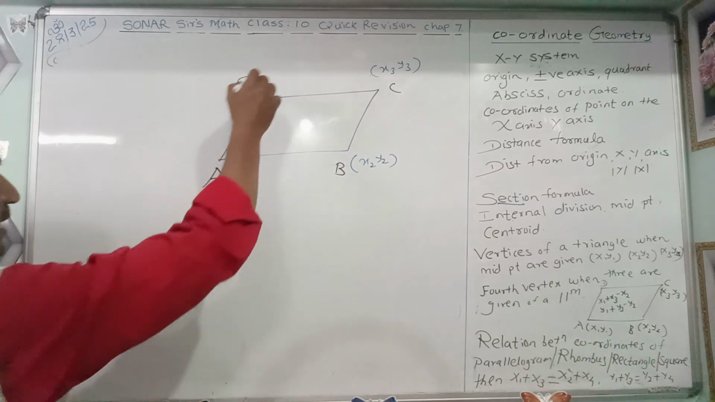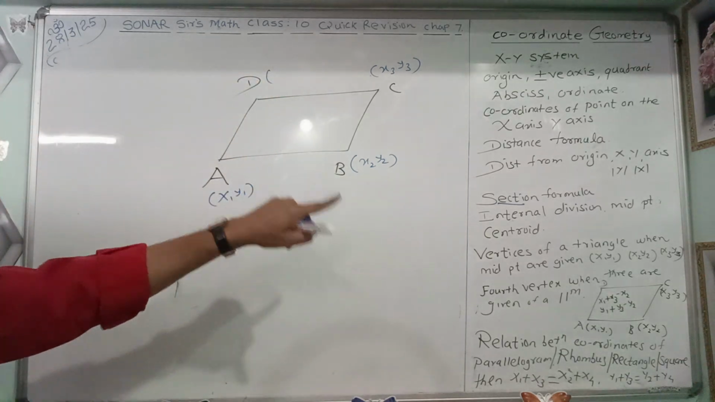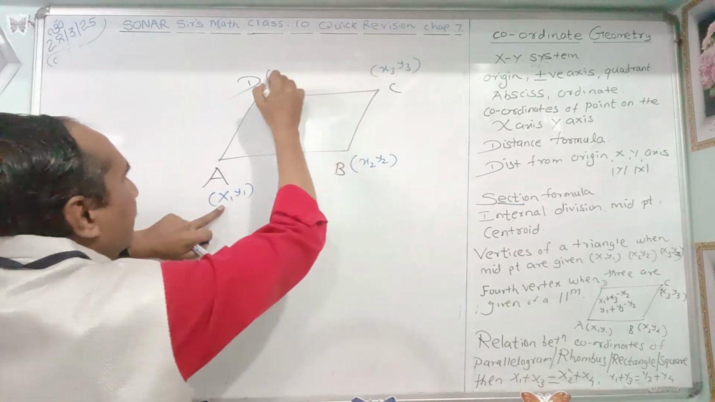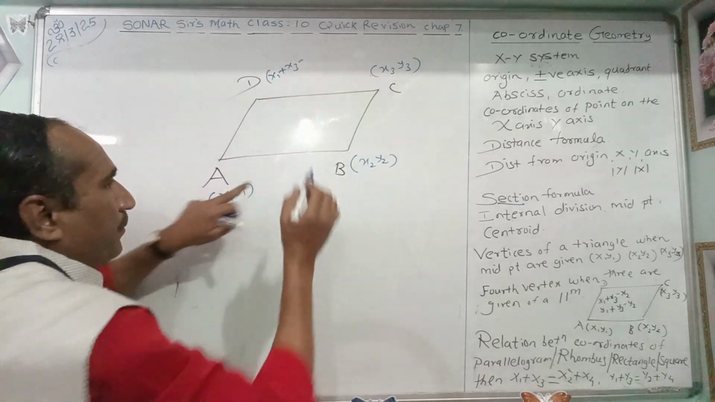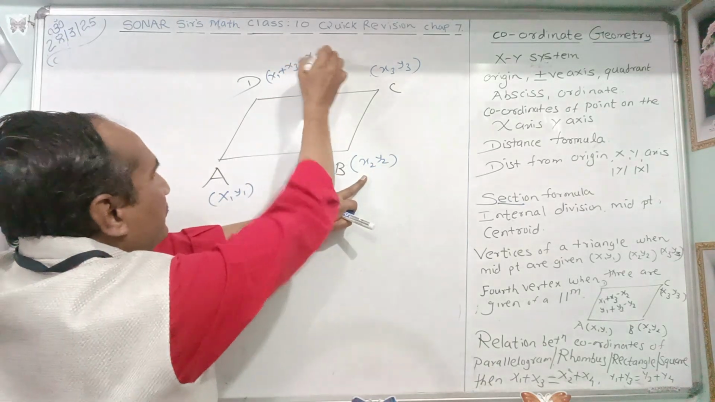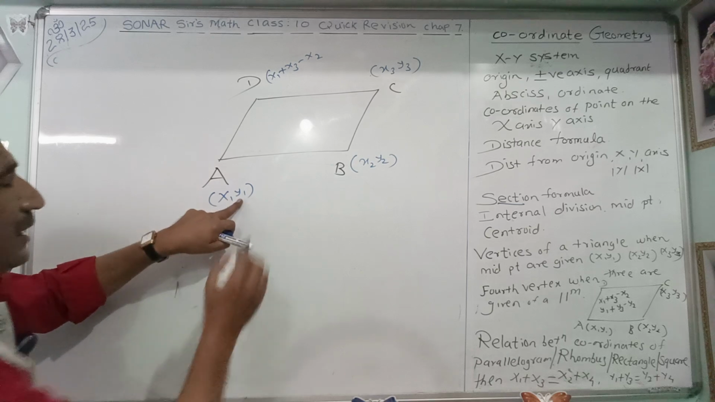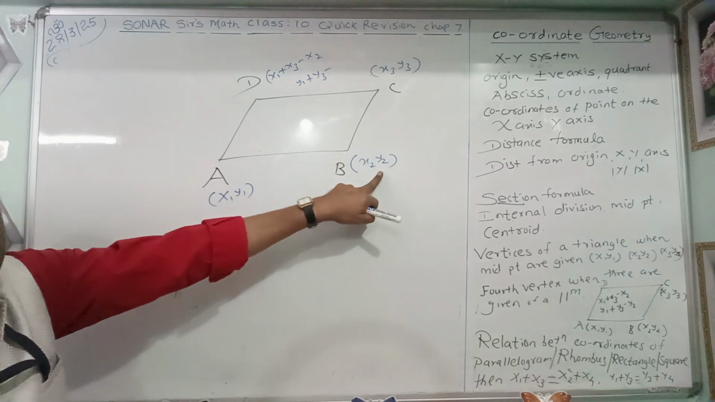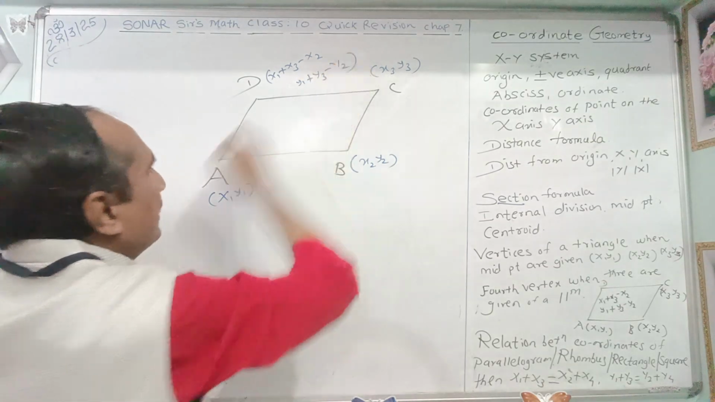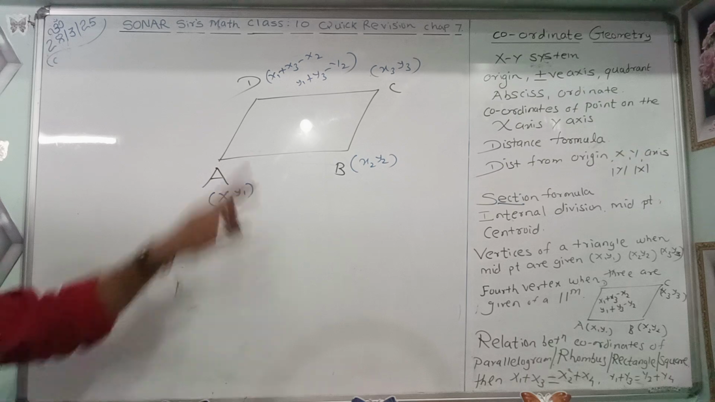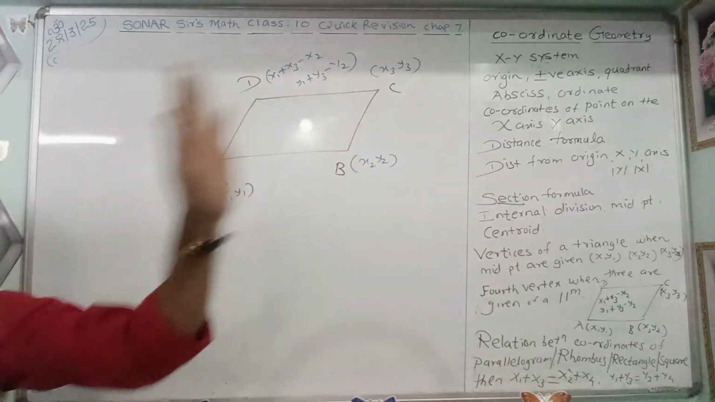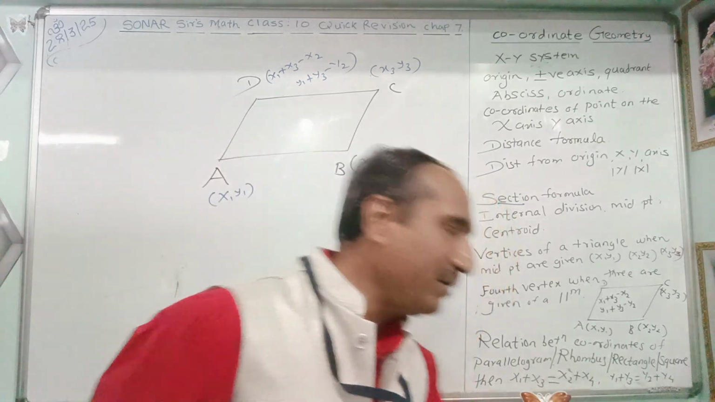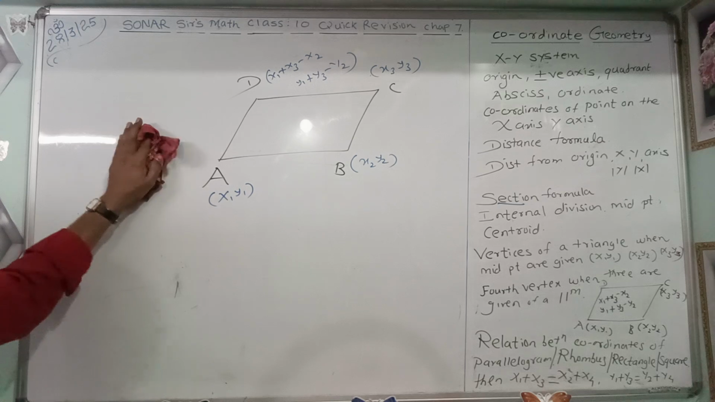The fourth vertex can be found by the same trick as for the triangle. We'll add x1 and x3, x1 plus x3, and subtract the front one, that is x2. For the y coordinate, we'll add y1 plus y3 and again subtract the front coordinate, that is minus y2, and directly we get the fourth vertex of the parallelogram. This is very easy to remember because both times we are using the same trick to find the missing vertex.